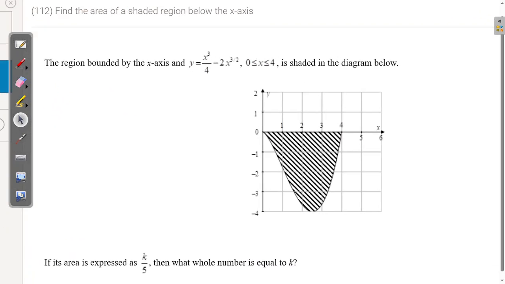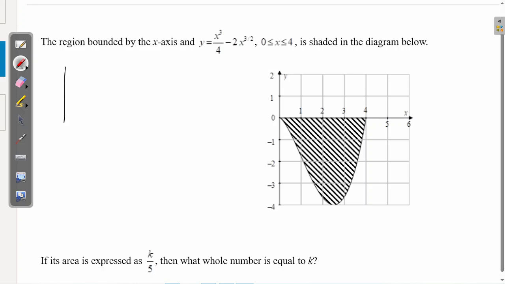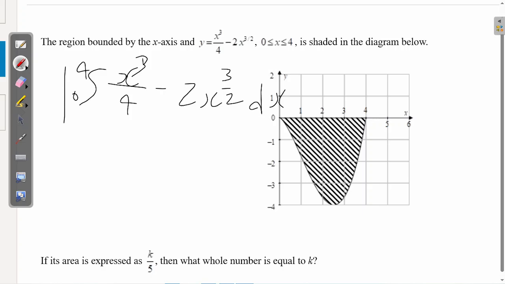Okay, here they want the area under the graph between 0 and 4. So here we do the absolute value of the integral from 0 to 4 of x cubed over 4 minus 2x to the power 3 over 2 dx. And we do absolute value because it's negative. We have to make it positive because it's an area. We can't have a negative area.